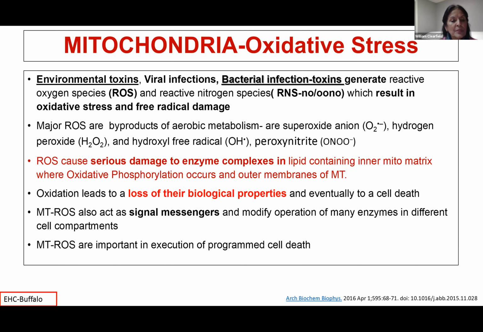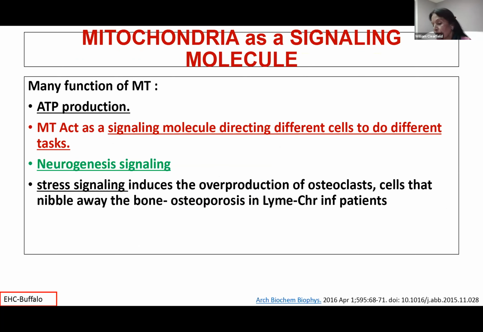Mitochondrial reactive oxygen species act as signal messengers and modify the operation of many enzymes in different cell compartments. And mitochondrial ROS are important in execution of programmed cell death. Thus, there are many functions of mitochondria. To summarize: ATP production, signaling molecules directing different cells to do different tasks, neurogenesis signaling, stress signaling, and inducing the overproduction of osteoclasts, resulting in osteoporosis, commonly seen in chronic Lyme patients of long duration.